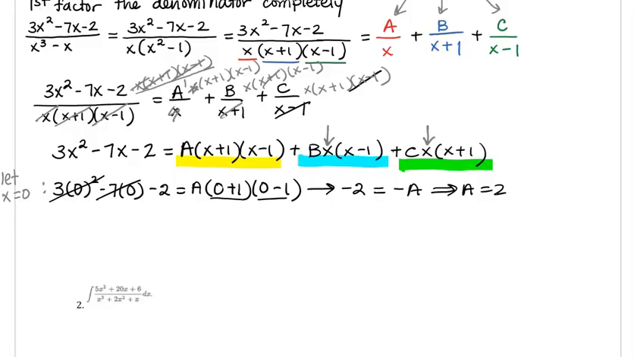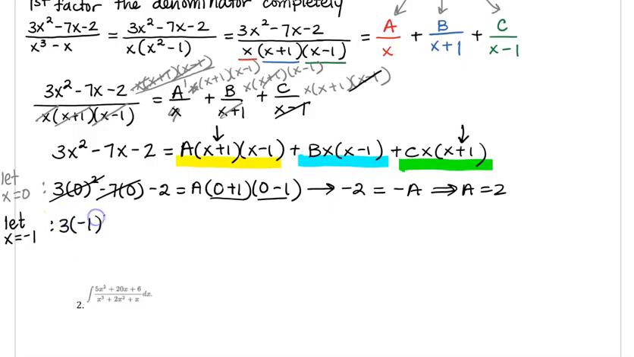Now let's think about what would be another convenient value of x to substitute into this equation. We want to choose values of x that are going to make our factors become 0. At least 2 of the factors become 0. So if I choose x to be equal to negative 1, the terms that have the x plus 1 are going to go to 0.